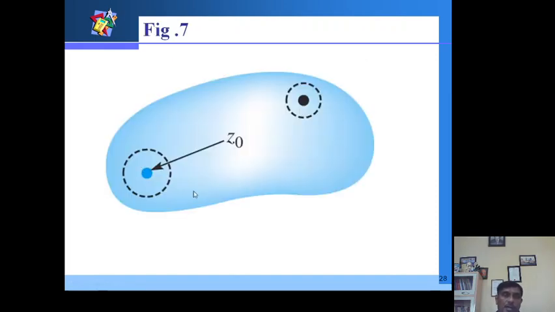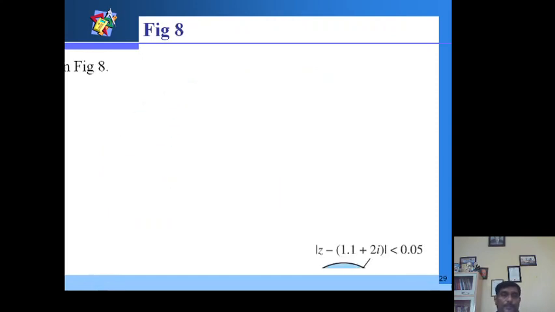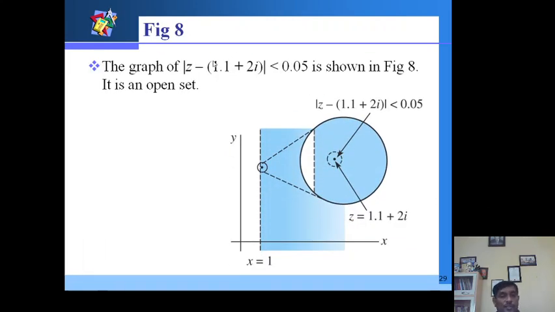You can see here we take the circle: |z − z₀| < ρ means the points inside the circle, and this is known as an open disk. If the boundary is included, that is less than or equal to, then we say that it is a closed disk. The graph you see here is of the form |z − z₀| < r. It is an open disk.